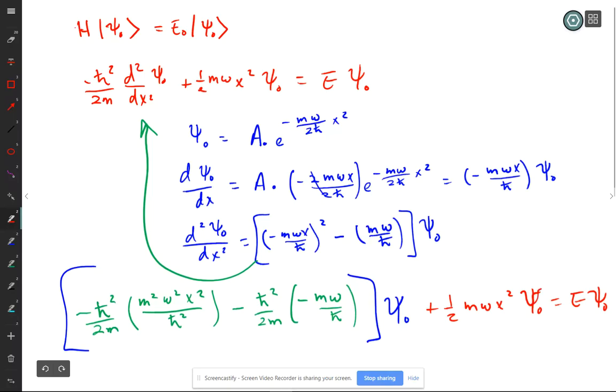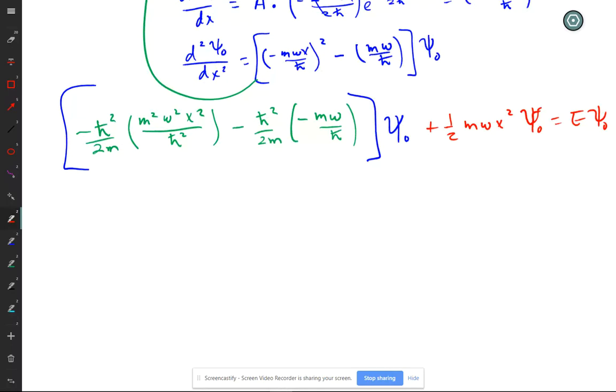So the red stuff is the same as what we had before, and the green is the second derivative with the minus h bar squared over 2m. So now I just need to simplify, and I'll be done.